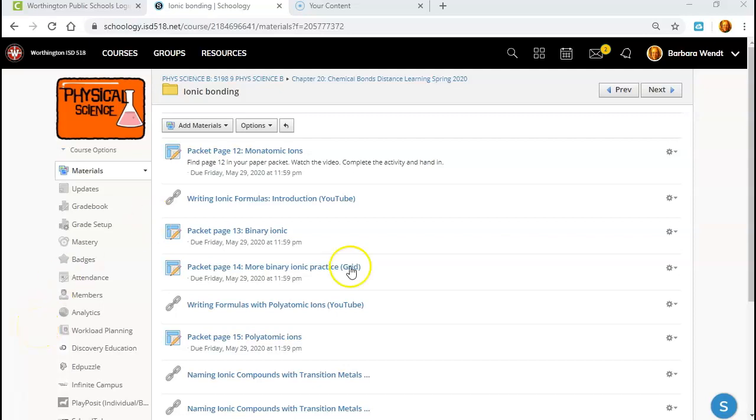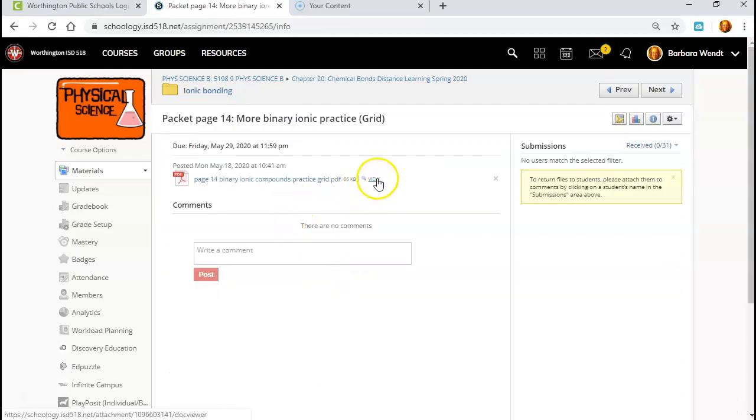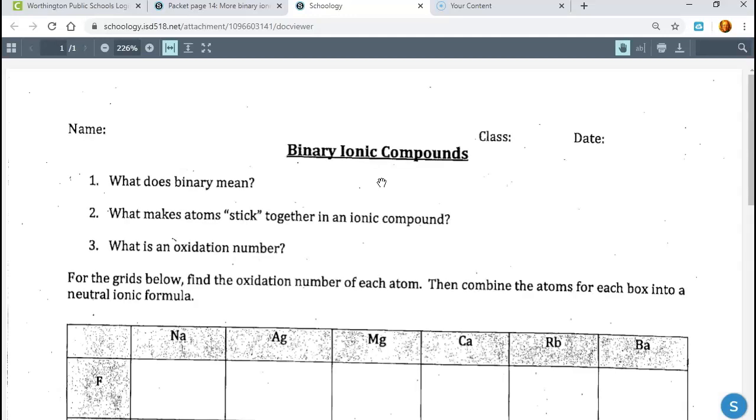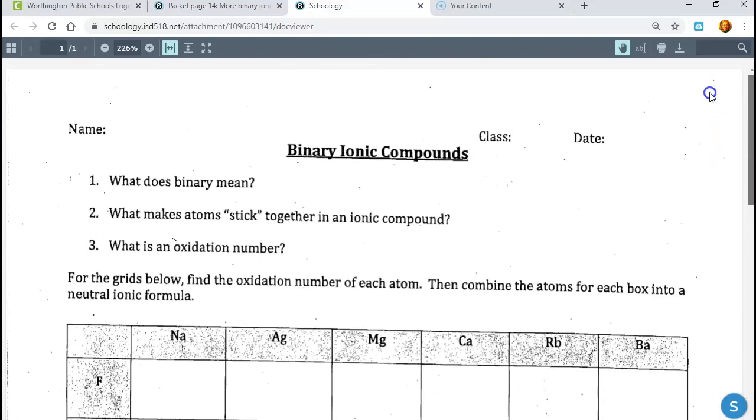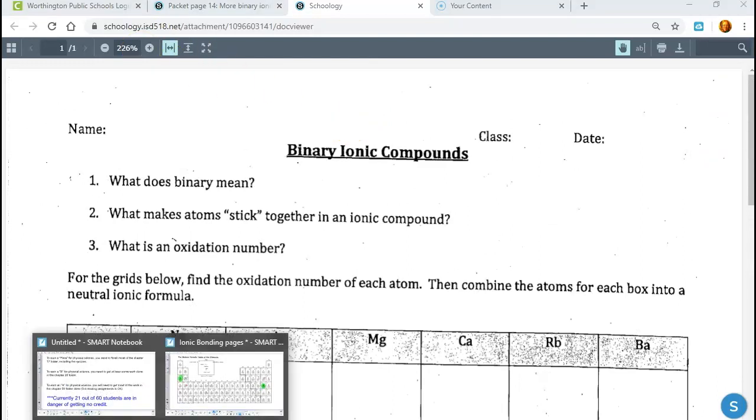Hey guys, this is Miss Went, and I want to show you page 14 in your packet called More Binary Ionic Practice. If you look at the page, there isn't an instruction page for this one. It's the same thing you were doing on the previous worksheet, except it's set up differently in the form of a grid. It's electronic on Schoology, but I think you probably have a paper copy.